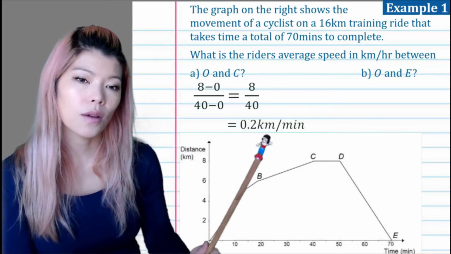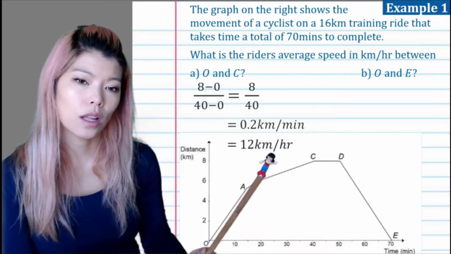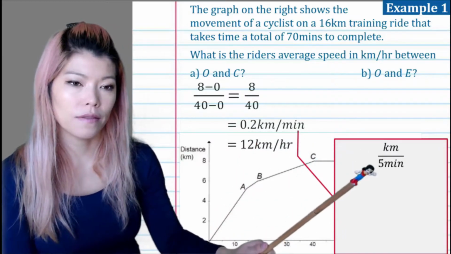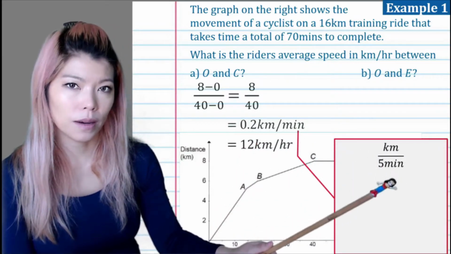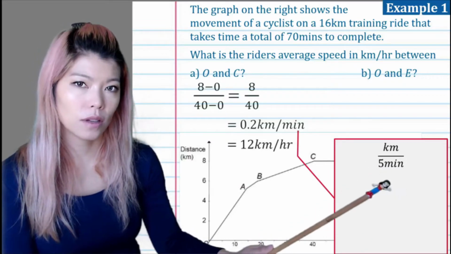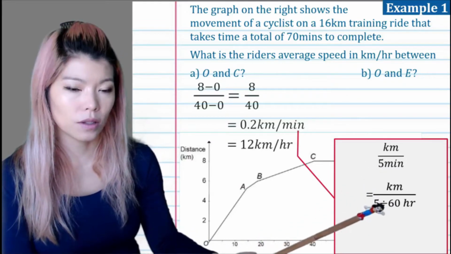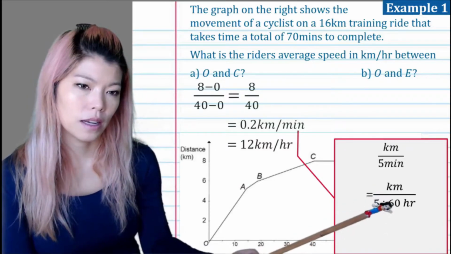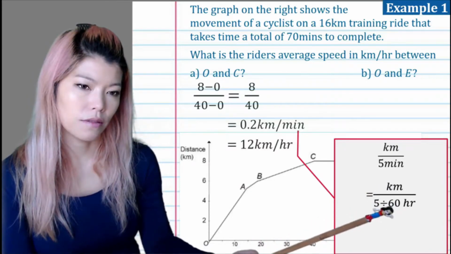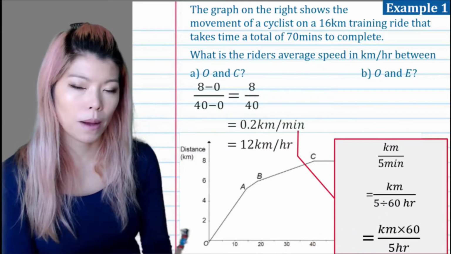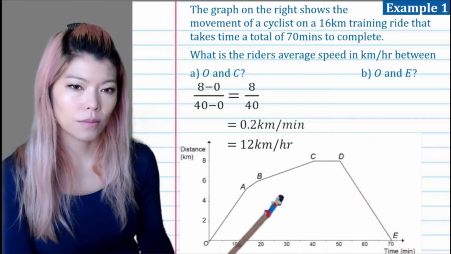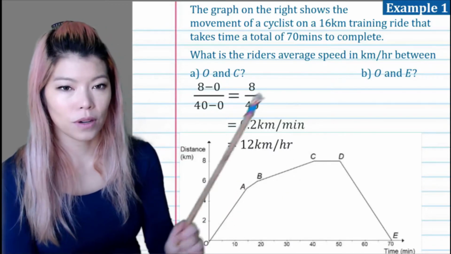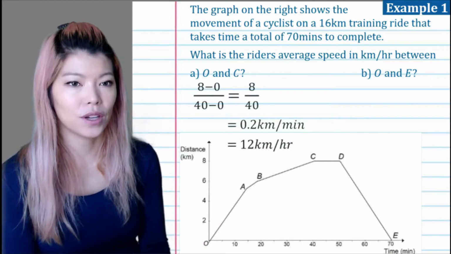Now do notice that we can convert this to kilometers per hour. 0.2 is 1 over 5. So if minutes is at the bottom, then how do you convert minutes to hours? You divide by 60 to get to hours. And because it's on the denominator, when you divide, then you put it to the top by multiplying. So we end up with 60 over 5, which is 12 kilometers per hour. You might want to revise that if you've forgotten how to convert units.